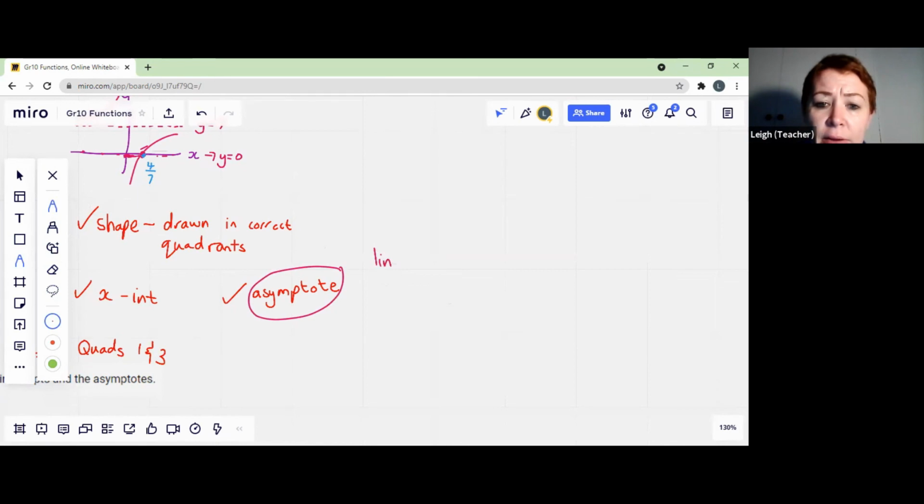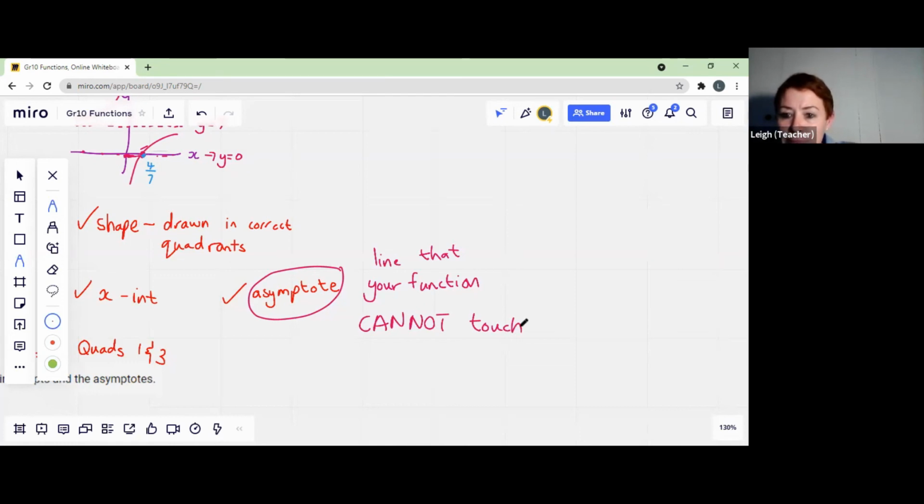It's a line that your function cannot touch. A line such that the distance between the curve and the line approaches 0. Yes, Sihle. That's a very good way of being able to put it. Absolutely. So it's a line that your function cannot touch.